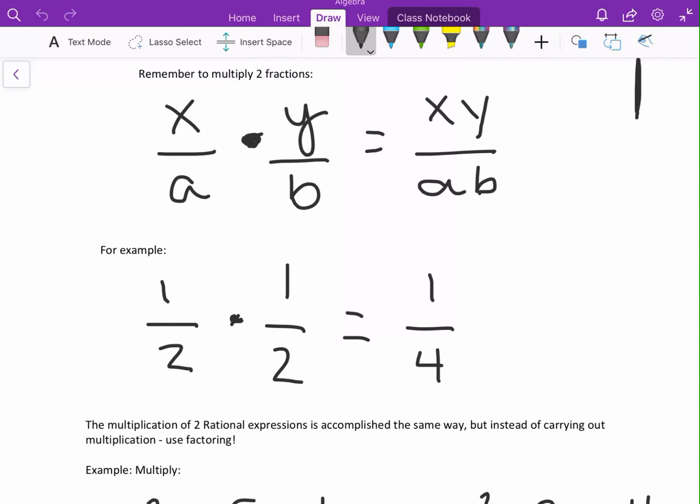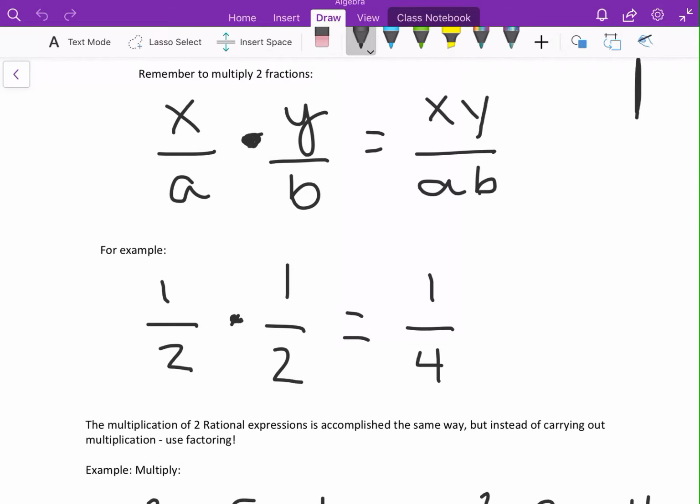However, moving into the new material, the multiplication of two rational expressions is accomplished in the same way. But instead of carrying out the multiplication, we're going to use factoring. That is why we spent the last day or so reviewing 7.3, which we spent a lot of time on in October. So if you need help with factoring, please ask me for extra help or go on to Khan Academy to do some extra factoring. But let's begin with a new topic.